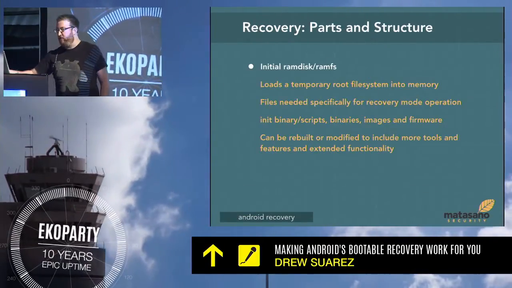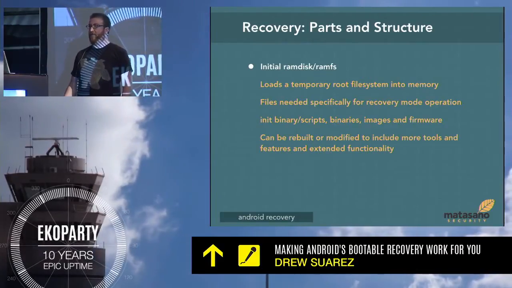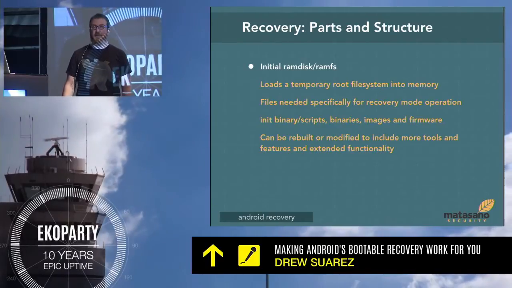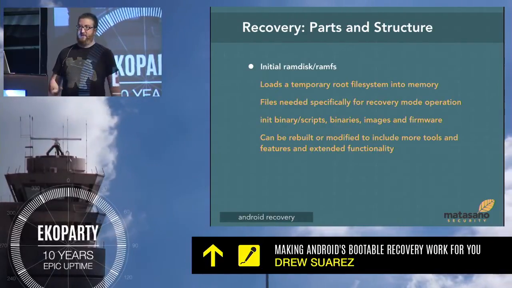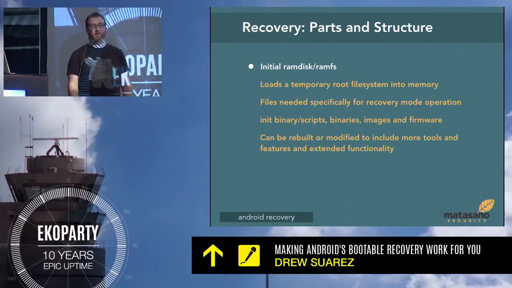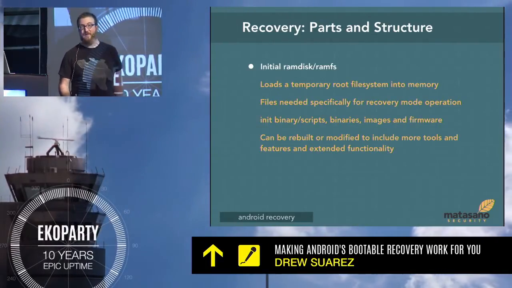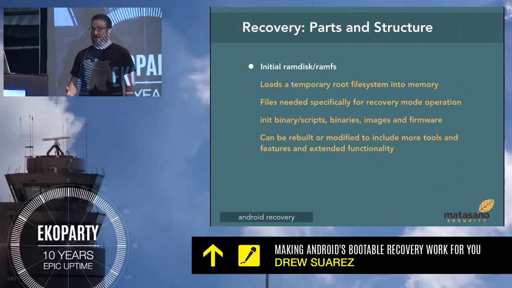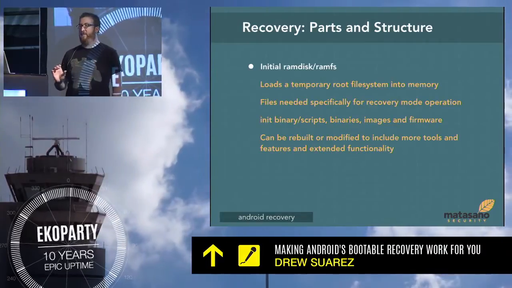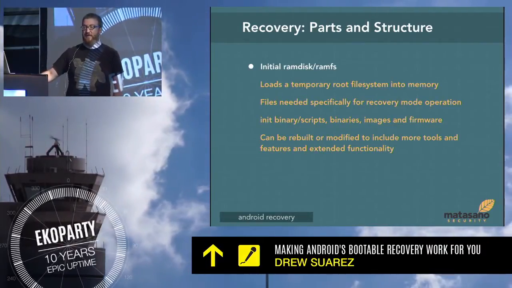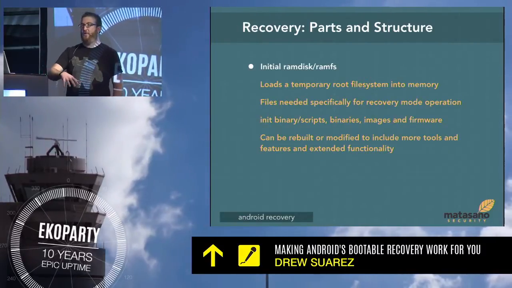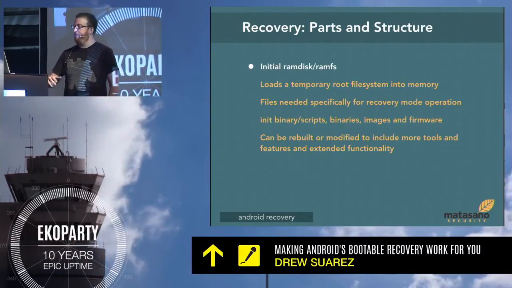In the initial ramdisk or the ramfs, if you're familiar with Linux boot images, it loads a temporary root file system into memory. This is completely isolated from the core of Android. Files needed specifically for recovery mode to function properly exist in this ramdisk. It's very minimal. It's meant to be written to very small partition spaces, so you don't see a lot of things in the stock one especially. But when we make our own, this is where we can put the tools that we want to work with.